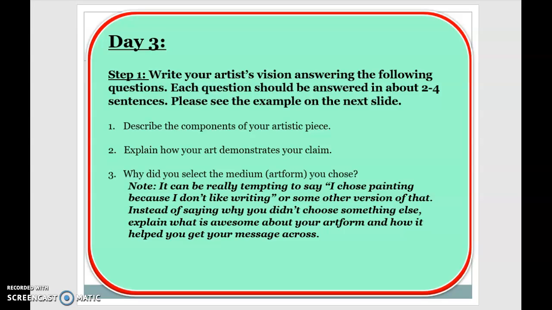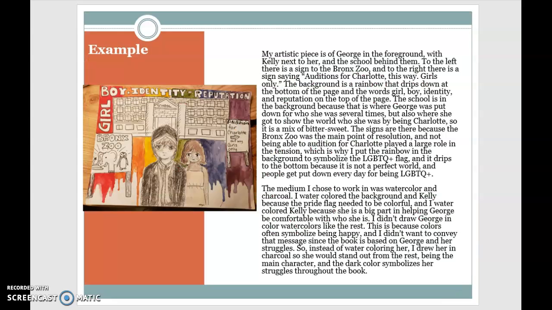So the first question is, describe the components of your artistic piece. So let's look at the model, right? My artistic piece is of George in the foreground. That means in the front. So there's George, and this is his friend Kelly, right? And the school behind them. So you're describing what your art piece is made up of, right? To the left is the Bronx Zoo, and to the right there is a sign saying auditions for Charlotte. The background is a rainbow that drips down at the bottom of the page.